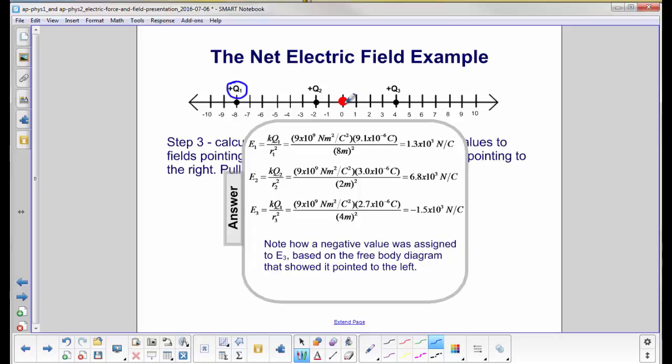When we were doing electric forces, we always were calculating with the distance between charges. The difference here is we're looking for the electric field at this point. So that would be 8. Q2 would be 2, and Q3 would be 4. Notice E1 and E2, since they're pointing to the right, get positive values, and E3 gets a negative value, since that electric field is pointing to the left.